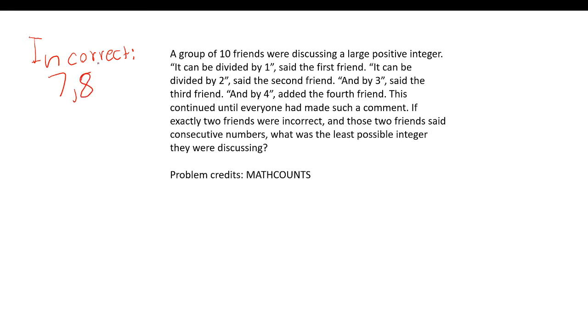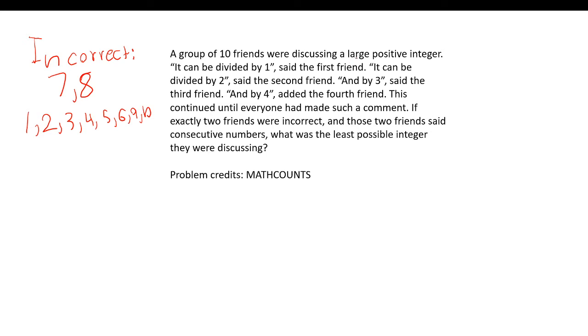Seven and 8 are incorrect. So now we know our number has to be divisible by 1, 2, 3, 4, 5, 6, 9, and 10. Let's check our divisibility rules in constructive number theory. We're using some constructive number theory.